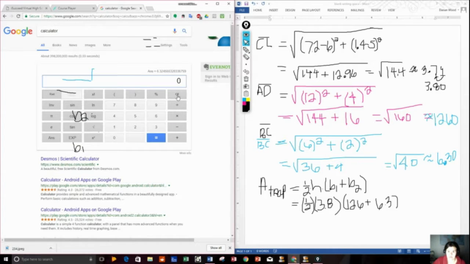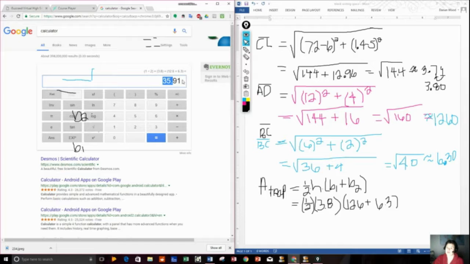So then I'm clearing this, I'm making sure I have my parentheses. 1/2 is 1 divided by 2, times, parentheses, 3.8, times 12.6 plus 6.3. That's going to equal 35.91.